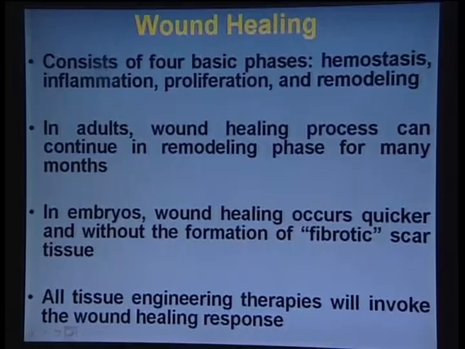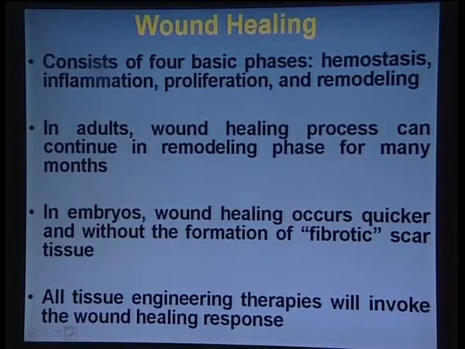And then remodeling means tissue remodeling. Remodeling means earlier the tissue was in a damaged state and now the tissue is coming to a normal functional state. So, the process can more or less be described as tissue remodeling. In adults, the wound healing process can continue in the remodeling phase for many months. So, basically what it is saying is that many times, depending on the age of the patient, the tissue remodeling phase can take place for more than 1 month. In embryos, wound healing occurs quicker and without the formation of fibrotic scar tissues.